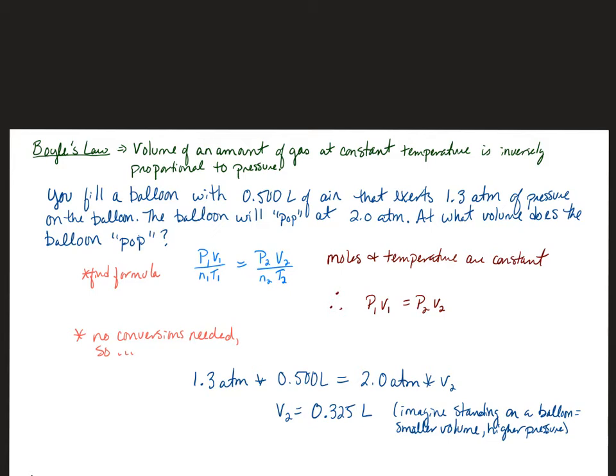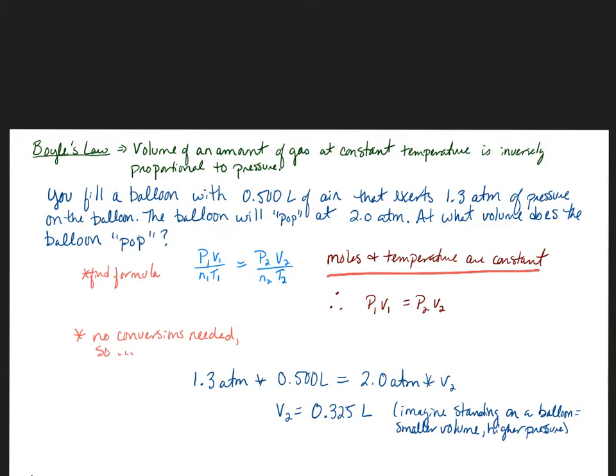On the next problem, we're going to look at Boyle's law. And Boyle's law states that the volume of an amount of gas, in other words, some number of moles that doesn't change, at a constant temperature is inversely proportional to pressure. So when one goes up, the other one goes down. What we're told here is that moles and temperature are constant. Let's read our problem and make sure that that's still the case.